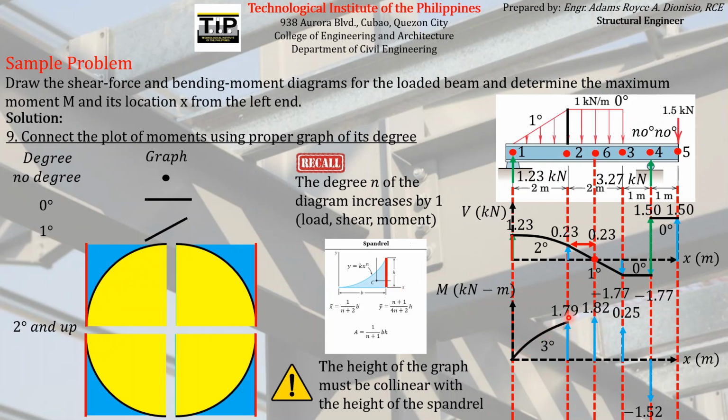So next, we will connect this point to this point, and we know that the degree of the curve above it is 1 degree. Therefore, the degree of the curve that must connect this point to this point must be 1 degree higher, or 2 degree. But again, which of these four we will use? If you look on the shear force diagram, the height of that graph is located here on the left end.